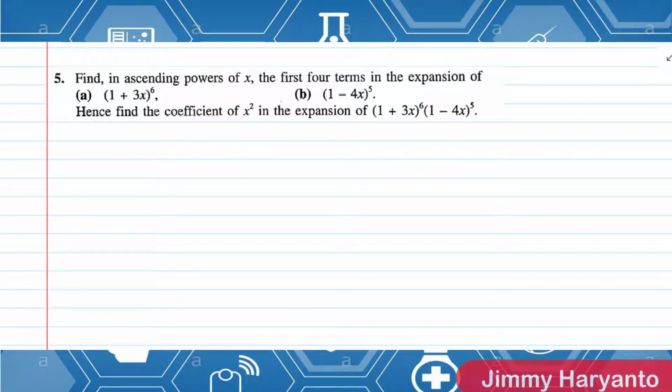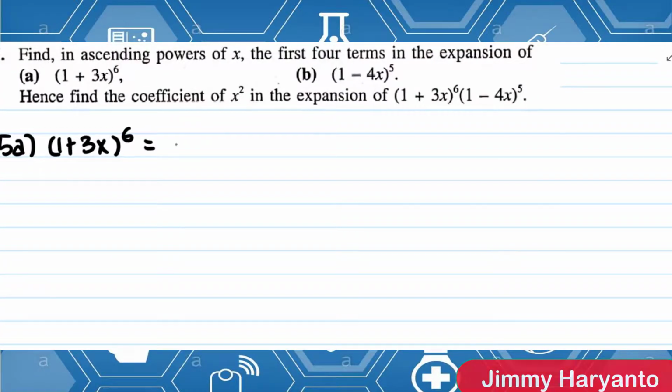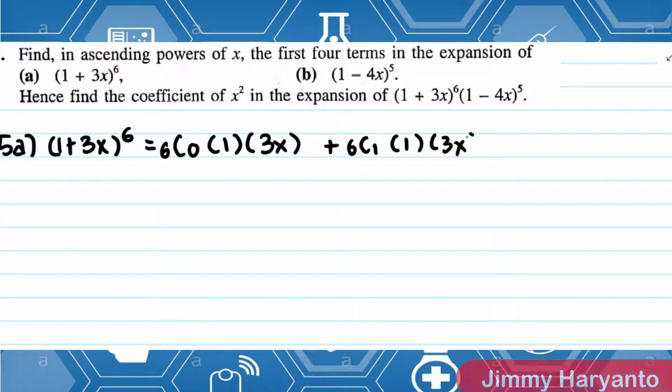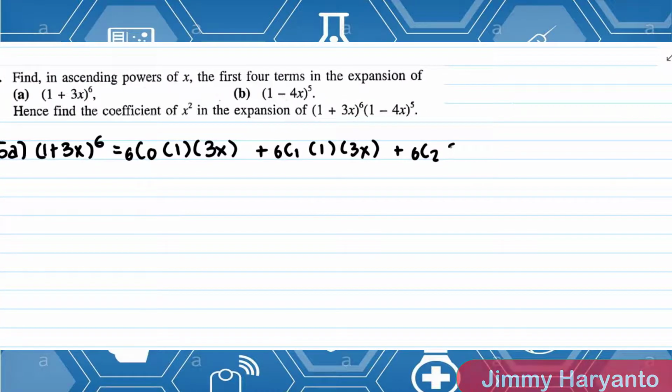Find in ascending power of x the first 4 terms. Okay, for 5a, it will be (1 + 3x) to the power of 6. So the first term will be 6C0, and then 1, and then 3x. The second one will be 6C1 times 1 times 3x. The third one will be 6C2 times 1 times 3x. And the last one will be 6C3 times 1 times 3x. This is the first 4 terms.